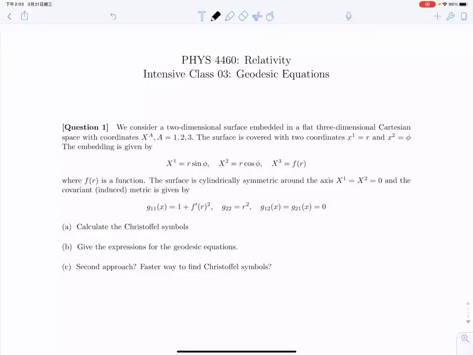Let's start now. Today is relativity intensive class 03 about geodesic equations and the use of the Lagrangian to find the geodesic equations. Can you guys send me a message to tell me whether you can hear my voice?